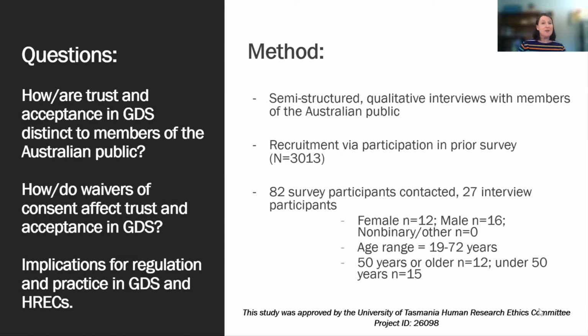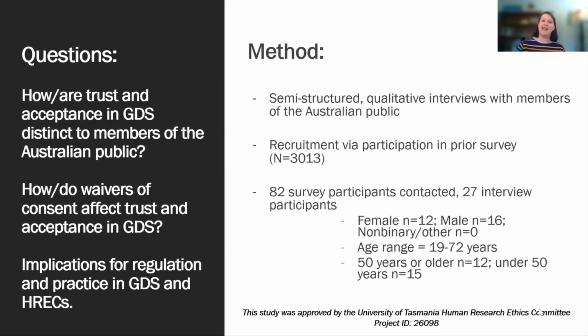So to begin to untangle some of these questions around trust and acceptance in genomic data sharing, and the impact of waivers of consent on the sense of trust and acceptance, over this winter, so this is very recent, very fresh research, I undertook some semi-structured qualitative interviews with members of the Australian public. The participants were recruited through their prior participation in a quantitative survey around HRECs and genomic data sharing, and my marvellous colleague Lindsay New at Osterton will be publishing some papers on the findings of this survey next year, so do keep an eye out for that.